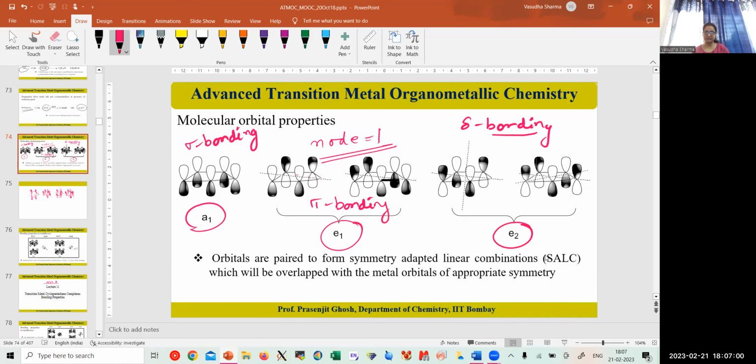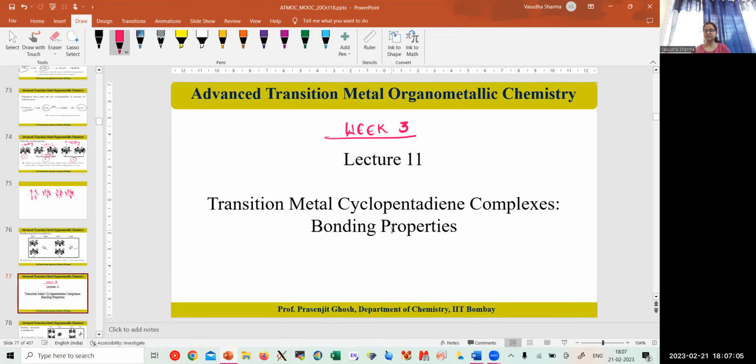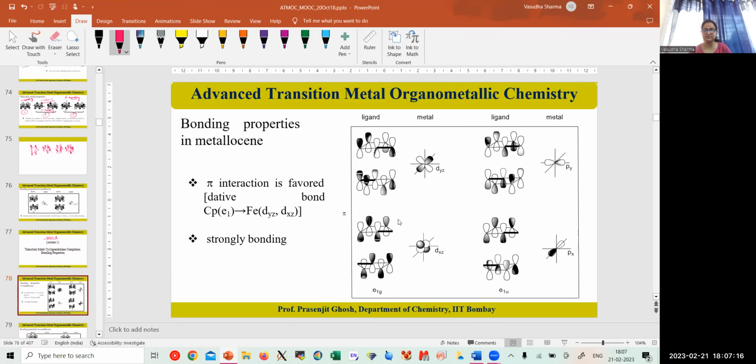Moving ahead, in week three, the cyclobutadiene ligand has been taken up in full detail. That has been explained by the professor in full detail. So let's go through these basics once. As the slide says, we are talking about the bonding properties of the metallocene. Firstly, we are talking about the Cp rings, which will form a complex with a transition metal giving a metallocene. So here is the ligand, the metal, and the possible combinations that have been talked about.